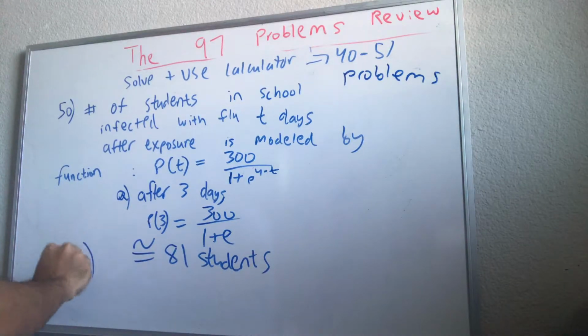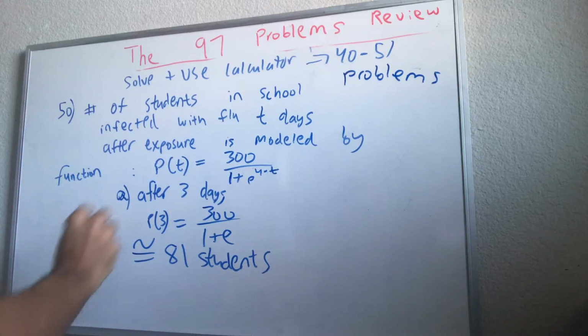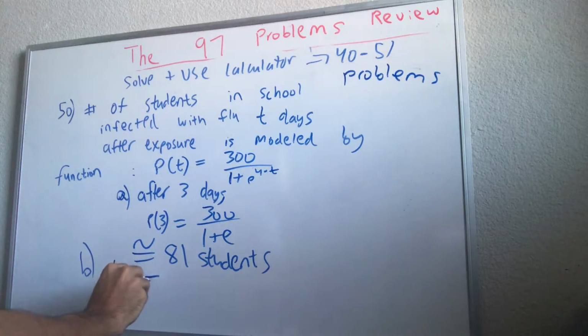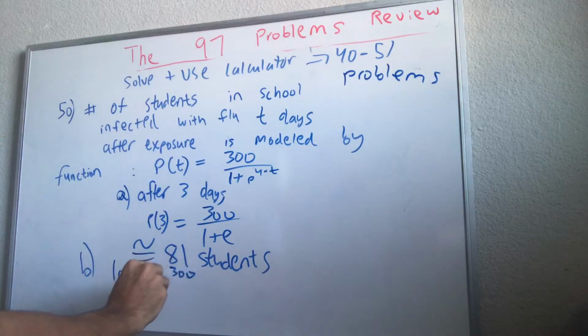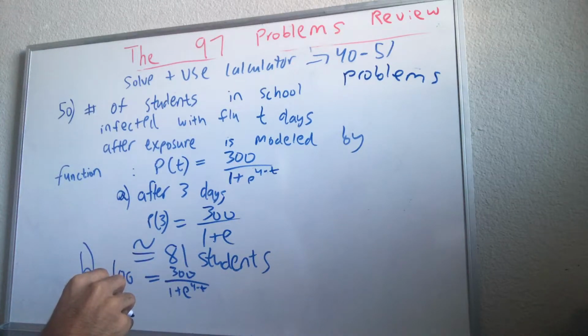Now part B states: when will 100 students be infected? So we want to find the number of days it will take for 100 students to be infected. We know that P of t is 100. So we know that 100 is equal to 300 divided by 1 plus e to the power of 4 minus t. So we have this.